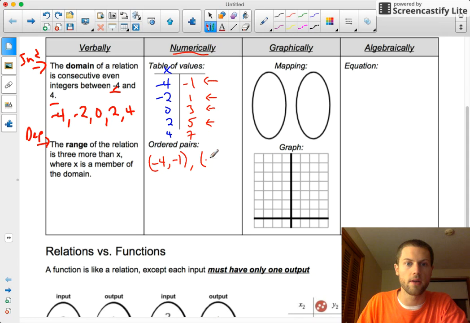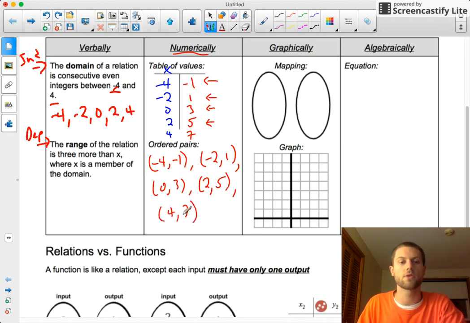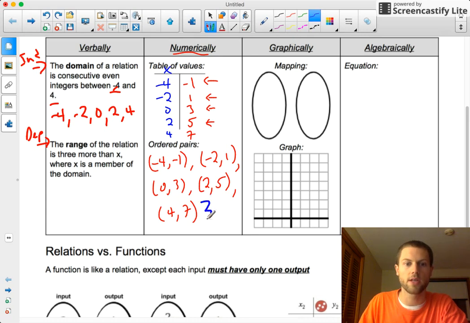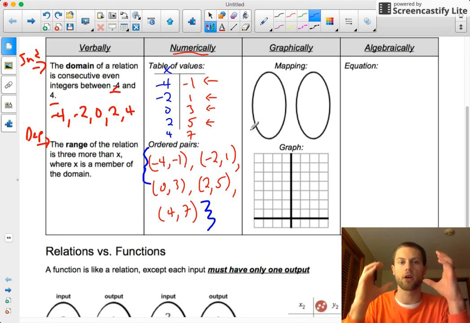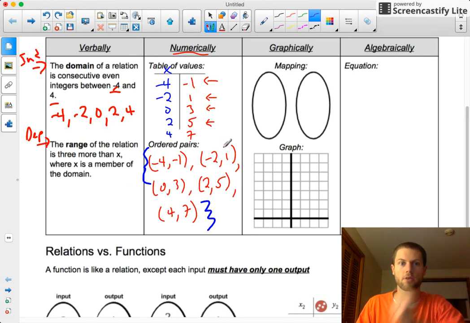We have -2, 1. We have 0, 3. We have 2, 5. And finally 4, 7. And what you'll often see when you see these ordered pairs is something called set notation. We like to put sets inside of these little curly braces here. That just means that we are containing a set of things inside these braces. So that's something you'll start to see.